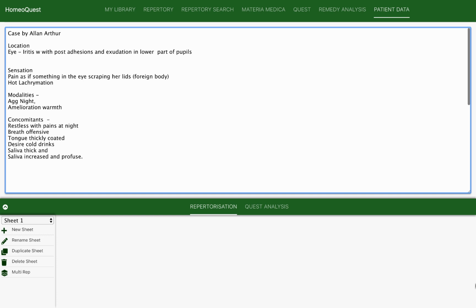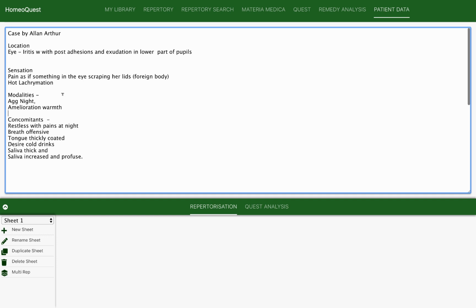So this is basically a case at stage 3 because it has beautiful concomitants that run through the case with really key peculiars. And I'm going to use the Bonninghausen approach. I've divided it into location, sensation, modalities, and concomitants here, right? So this is basically the eye, that's the location. This is a severe case of iritis with post-adhesions and exudation in the lower part of the pupil. So that becomes our key location with the pathology, because it's a very important pathology that you need to have within your remedy.